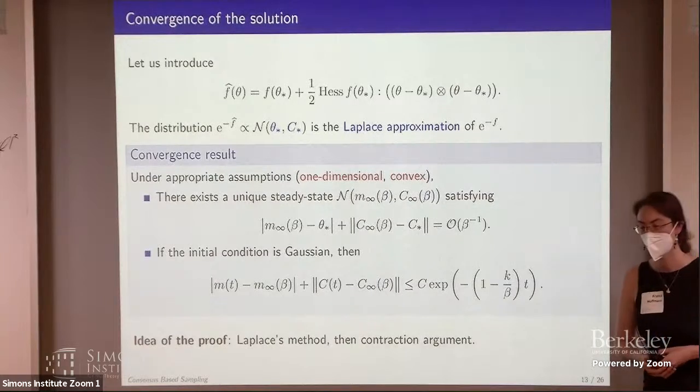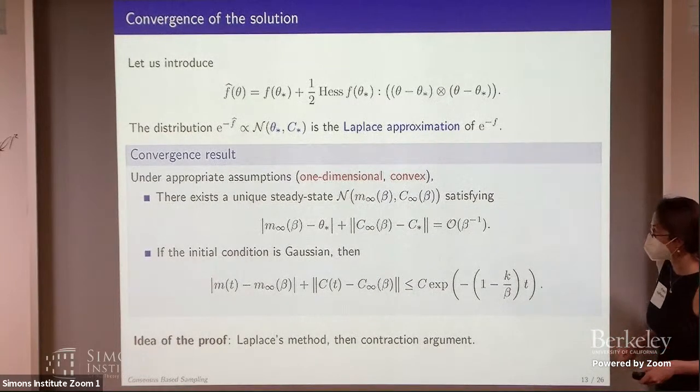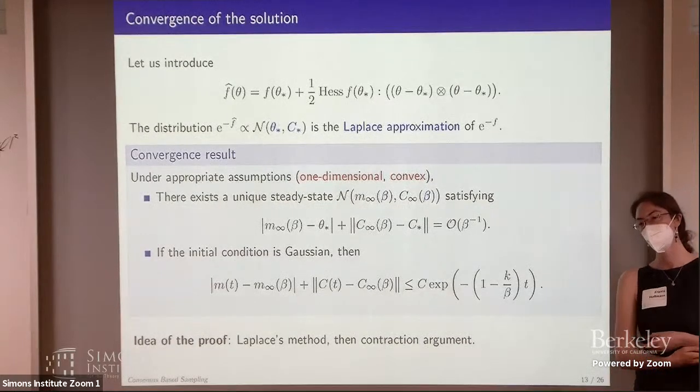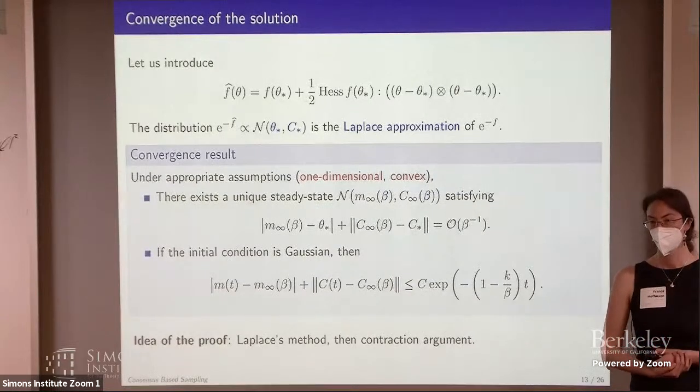Yes? What is K? K is a constant which depends on the condition number of the initial covariance that you start with. Okay.